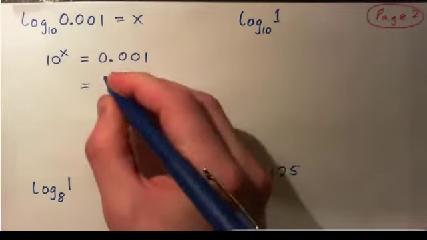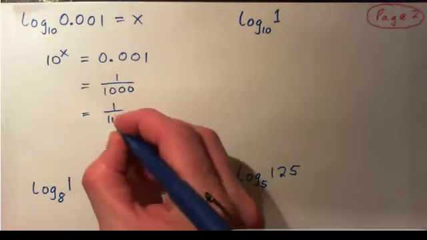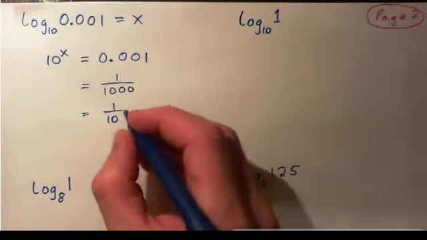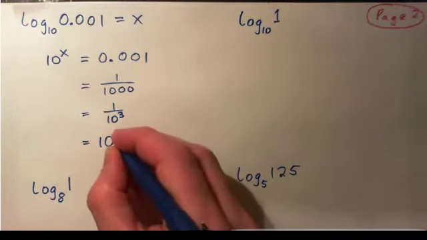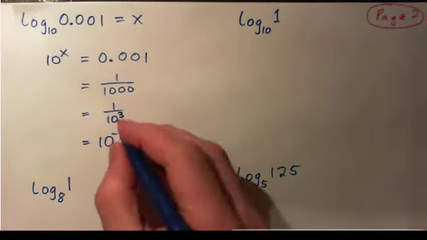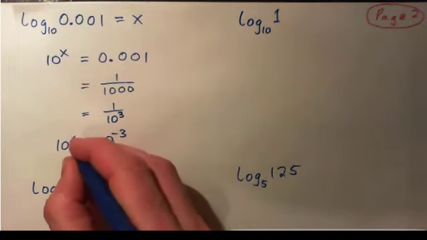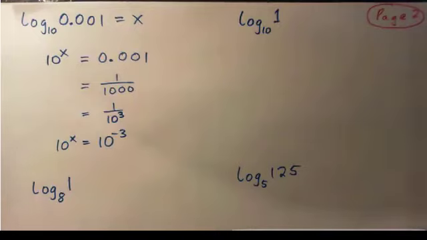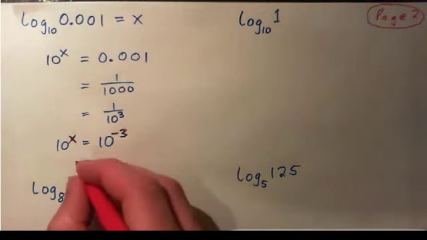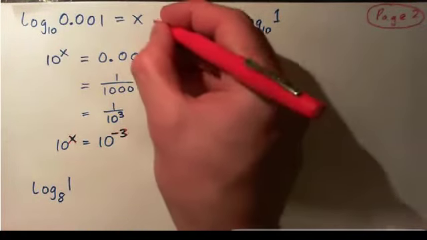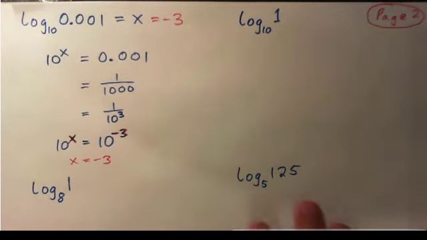So 0.001 is 1 over 1,000, you see, which is 1 over 10 to the power of what? 10 to the power of 3, right? Which is 10 to the power of negative 1 over 10 to the power of 3, which is 10 to the power of negative 3, right? So we have 10 to the power of x equals 10 to the power of negative 3. Both bases are the same, therefore surely x is negative 3, right? X equals negative 3.